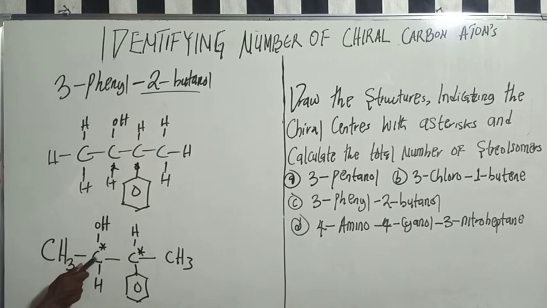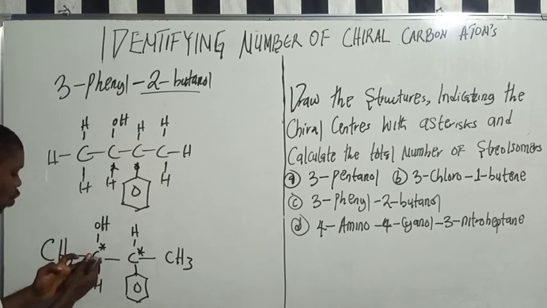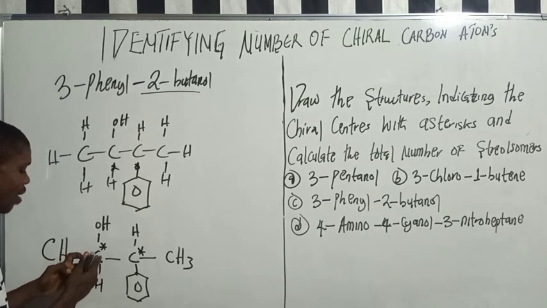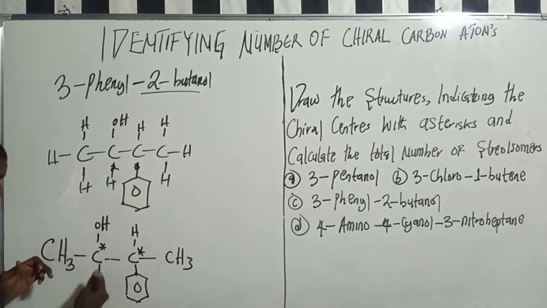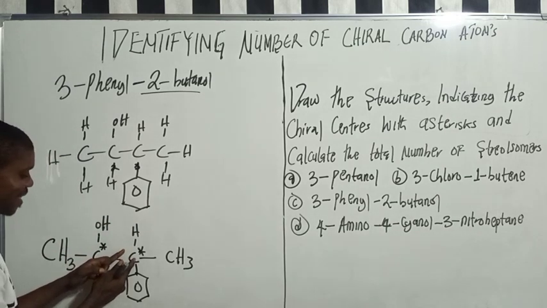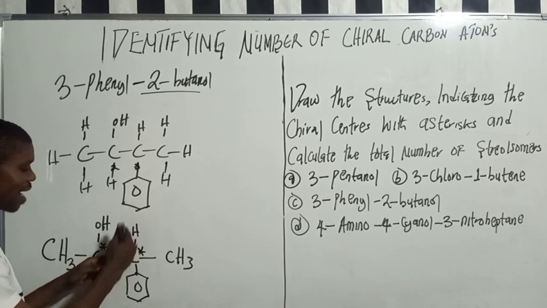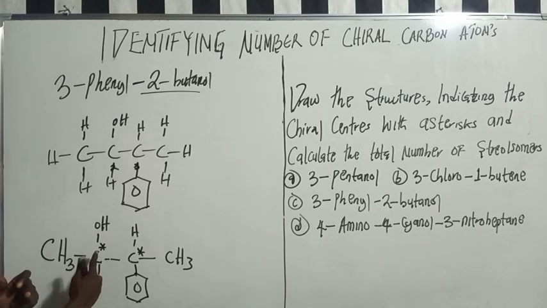Look at this carbon atom here, it has OH, hydrogen, and this one here, and this carbon here. So it's totally different. When you look at this carbon, it carries 4 different groups. The whole of this one, this one, and this here. So here is the chiral carbon. The same with that one here. This one is a chiral carbon because it's carrying hydrogen, a methyl, a phenyl, and the whole of this carbon here. Do you get that?